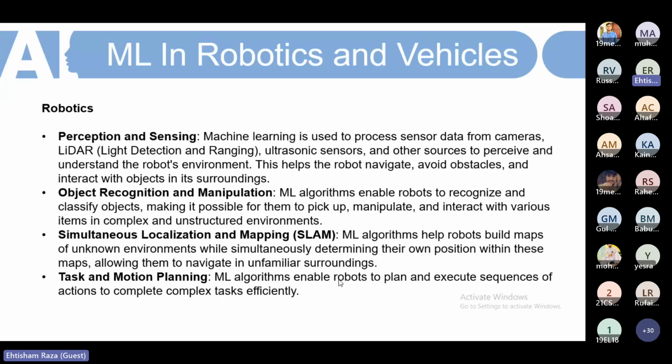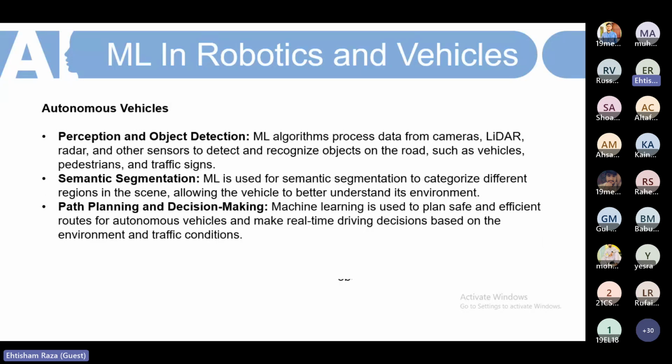Autonomous vehicles, perception and object detection. Similarly, here object detection is very mandatory, because if any kind of object is coming in front of the autonomous car, it has to change its path. If a pedestrian is coming, if a vehicle is coming, if there is a traffic sign, say the car is going and the signal changes from green to red, it means the car has to stop. So the car must apply the brake. This is all because of object detection. If the car detects the red signal, that is how it is possible. Otherwise, if the car doesn't detect it, how can it be possible?